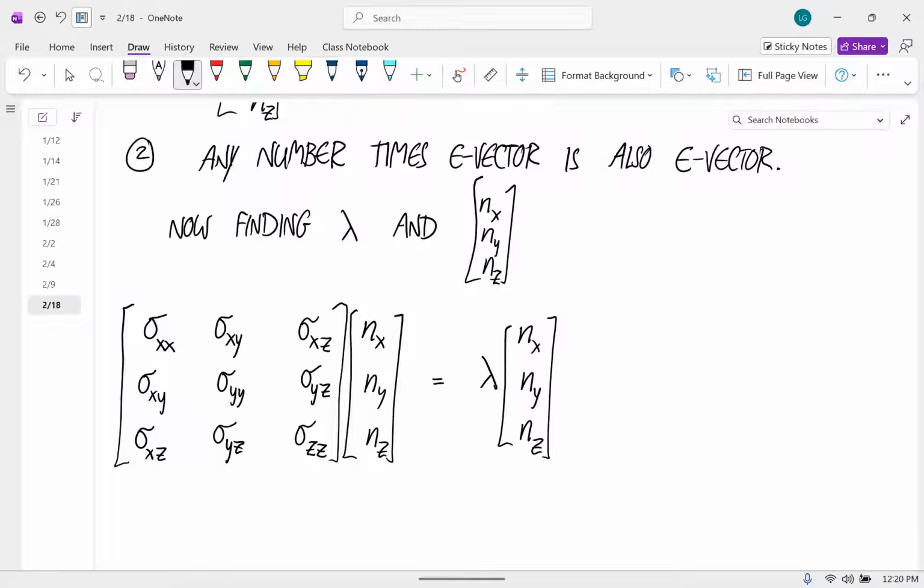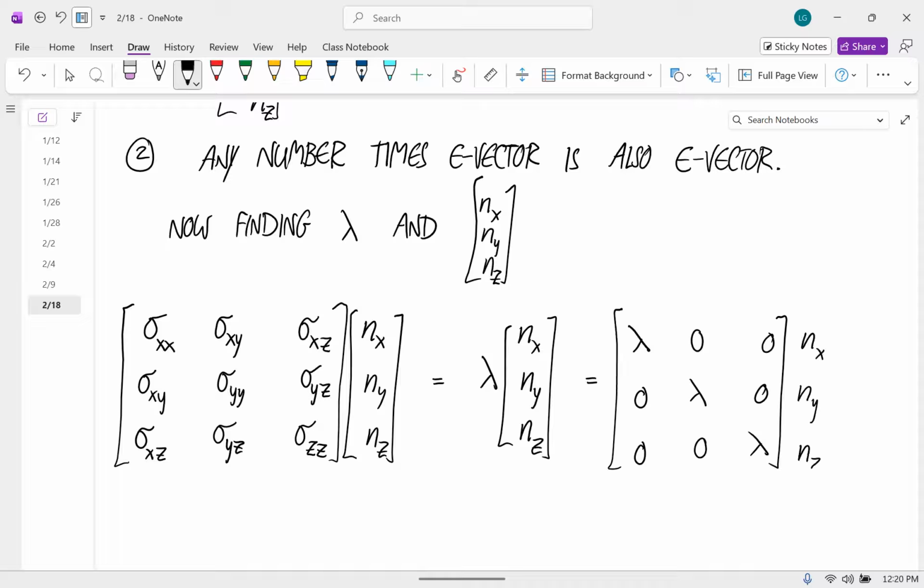And another way to write this is to multiply it by the identity matrix, which is all ones on the diagonal and then zeros. So this is easy to confirm that this is the same. I'm going to rewrite this as lambda 0 0, 0 lambda 0, 0 0 lambda, times nx, ny, and nz. If you multiply that matrix out, you get the same thing as just this number lambda times the vector.